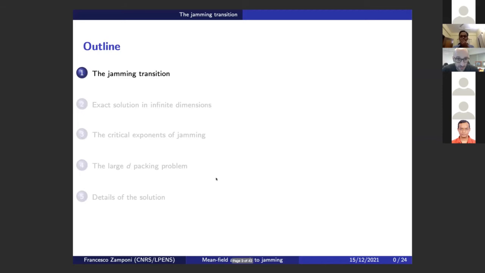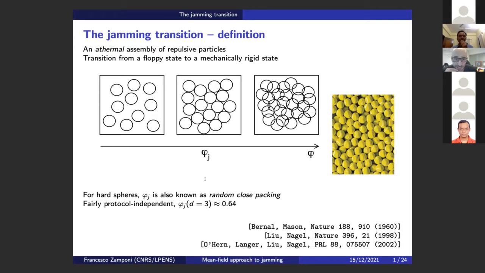Okay, so what is the jamming transition? It's something that is very easy to define. You take a bunch of particles. The particles have some repulsive interaction, so they are like spheres. In the simplest case, you have frictionless spheres. They repel each other. So if they are not overlapping, they don't interact. If they are overlapping, they repel. And what happens is that, of course, if the density is very low, then you have a bunch of particles that don't interact, so your system is floppy.